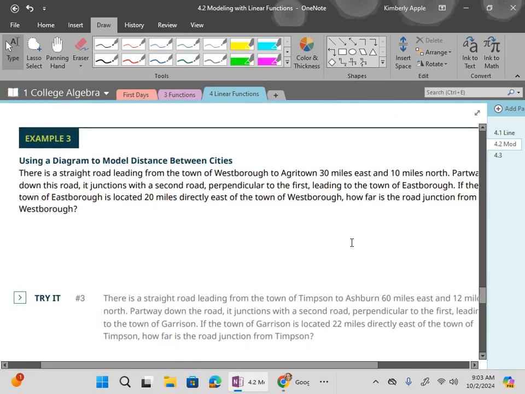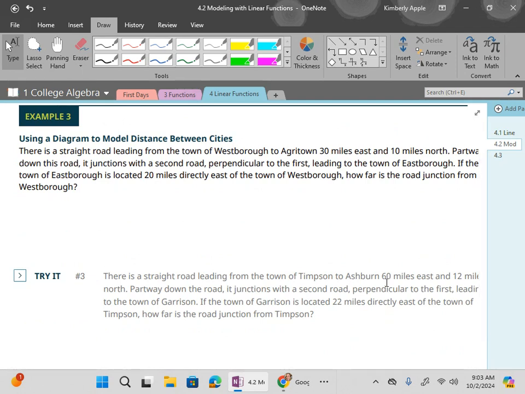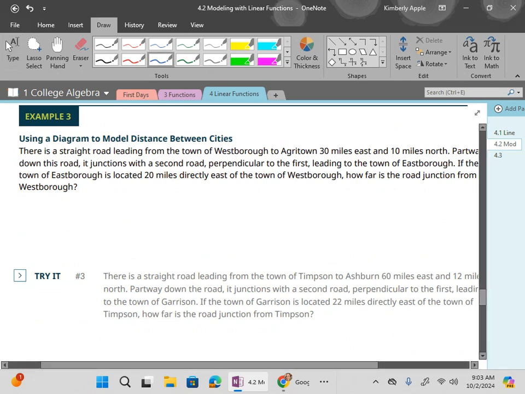I love how we fool y'all into thinking all of these are separate disciplines. Right? There's geometry, and we only use that in geometry class, and then there's algebra, and we only use that in algebra class. It's all part of the same toolbox, and sometimes we need certain pieces, and sometimes we need other pieces. All right, so using a diagram to model the distance between cities.